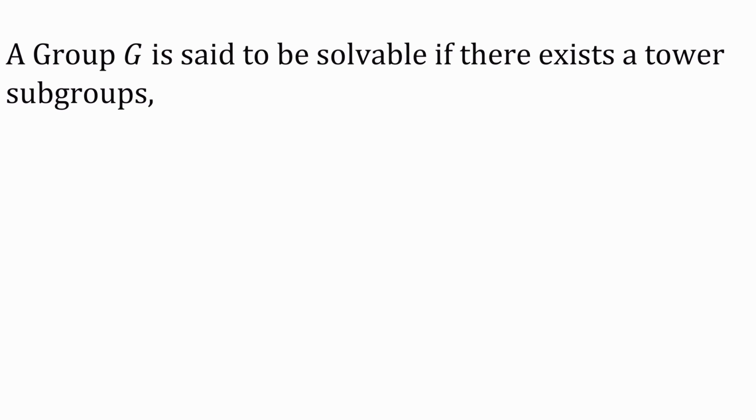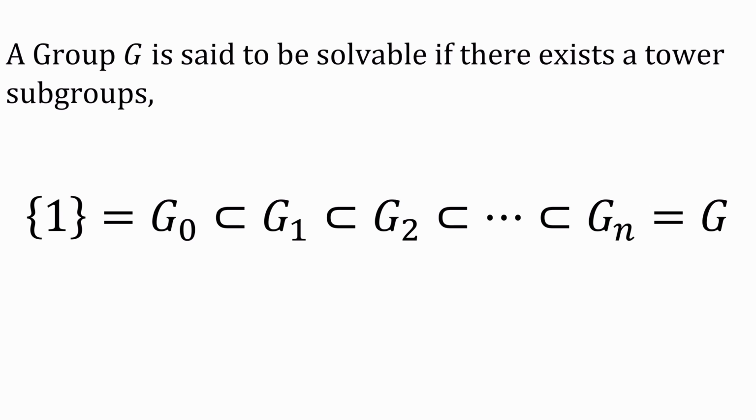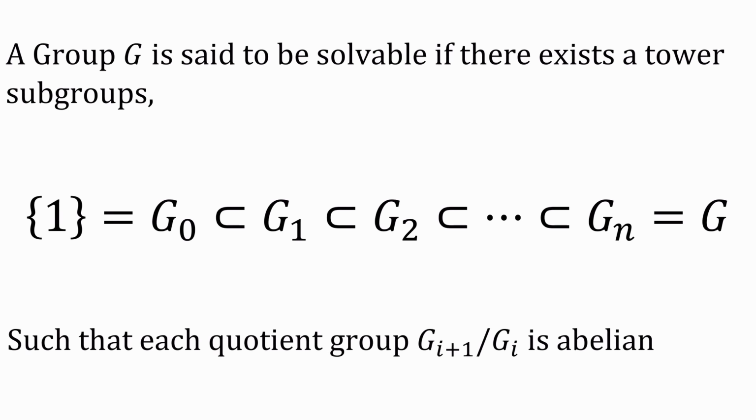A group G is said to be solvable if there exists a tower of subgroups from the trivial group to the group G, such that each quotient group is abelian. We also require that these quotient groups are all defined, and as I briefly mentioned when I introduced quotient groups, when this is the case, we say that the smaller group is a normal subgroup of the larger one. This is the definition that you'll see in textbooks.